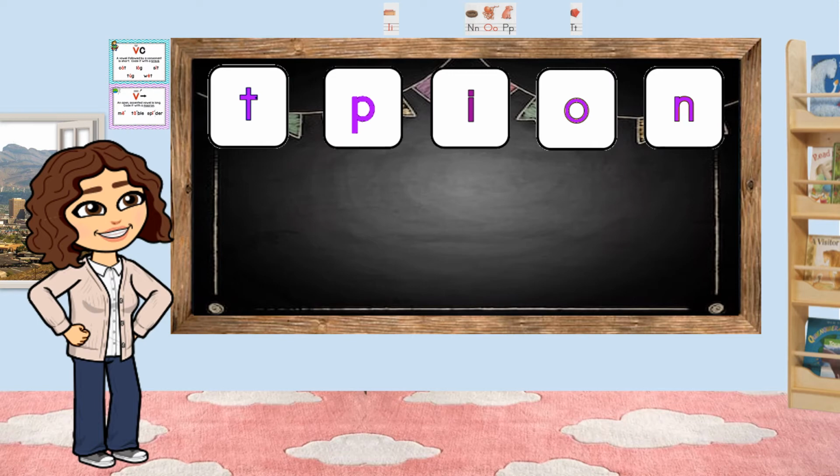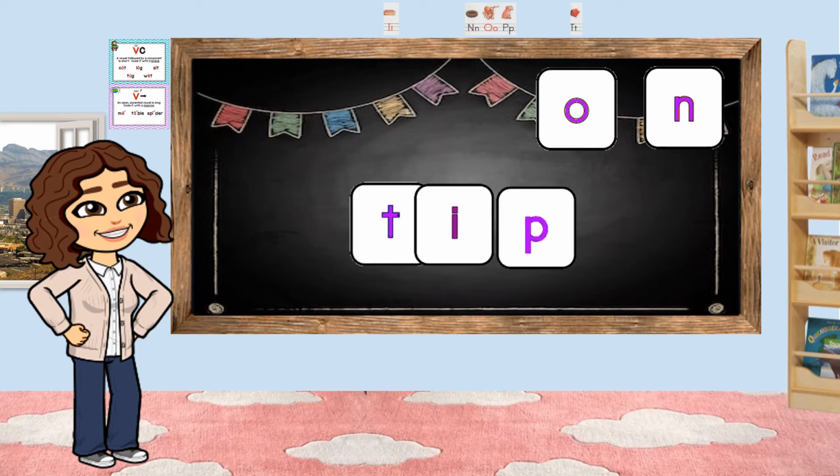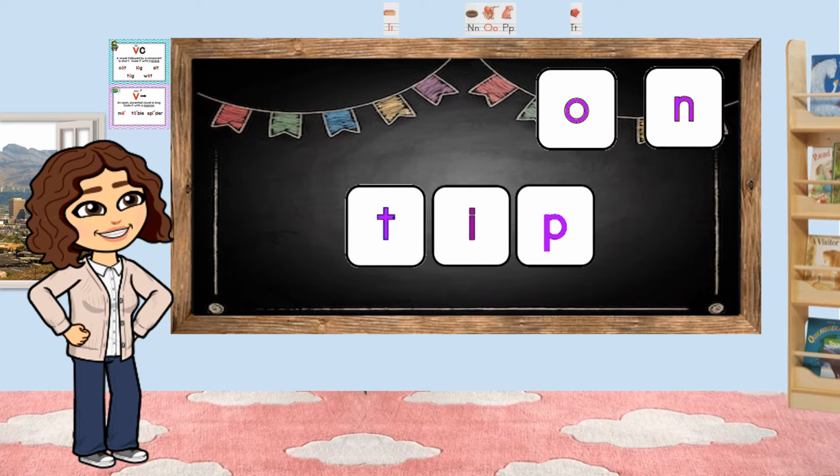Let's get started. The first letters that we are going to be working with today are T, I, P. Remember, O and N should be up at the top. We don't need them right now. All we need are the letters T, I, P. Kind of straighten those up, and we're going to sound this out.